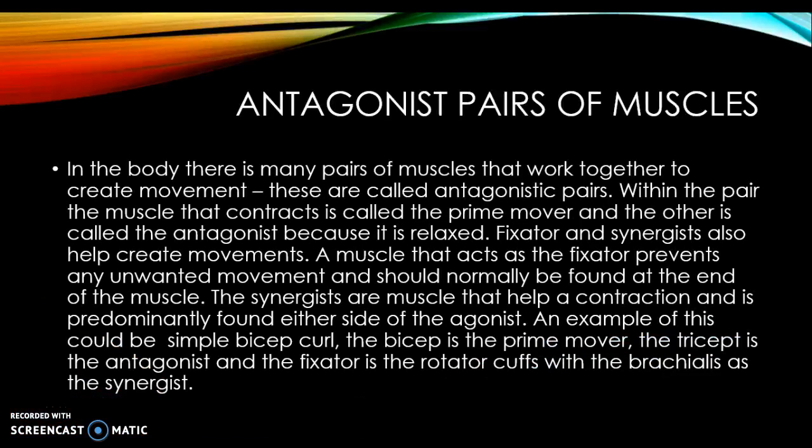Antagonistic pairings. Antagonistic pairs of muscle. In the body, there are many pairs of muscles that work together to create movement. These are called antagonistic pairs. Within the pair, the muscle that contracts is called the prime mover, and the other is called the antagonist. This is because it's relaxed.